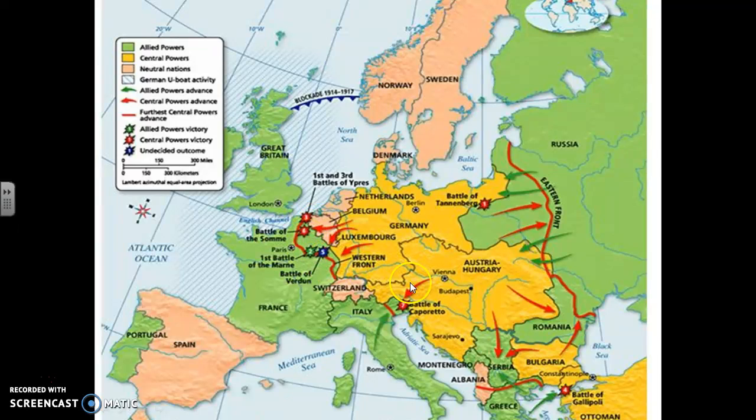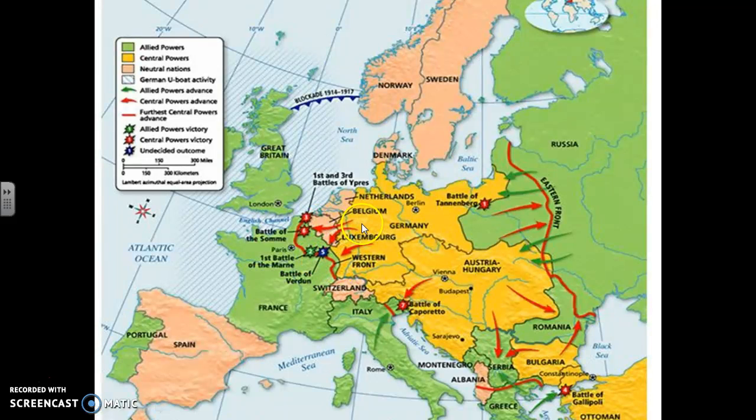Notice there are several countries that are left neutral. Switzerland is neutral. Belgium, the Netherlands, Luxembourg, they're left neutral as well. However, Germany uses Belgium as an access point to get into France, because the defensive measures in France are very, very difficult to pass. So they go through Belgium. As you can see with the bulge of this red line here, they got much farther into France than if they would have tried to go through here.